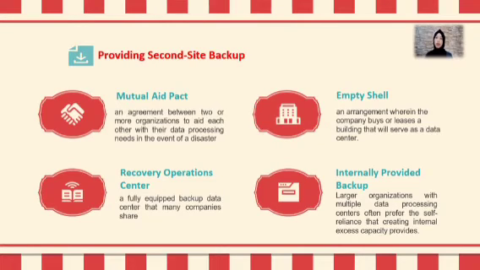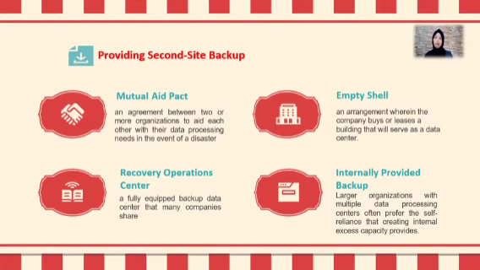So, the first one is the mutual aid pact. Mutual aid pact is an agreement between two or more organizations with compatible computer facilities to aid each other with their data processing needs in the event of a disaster. In such an event, the host company must disrupt its processing schedule to process the critical transactions of the disaster-stricken company.